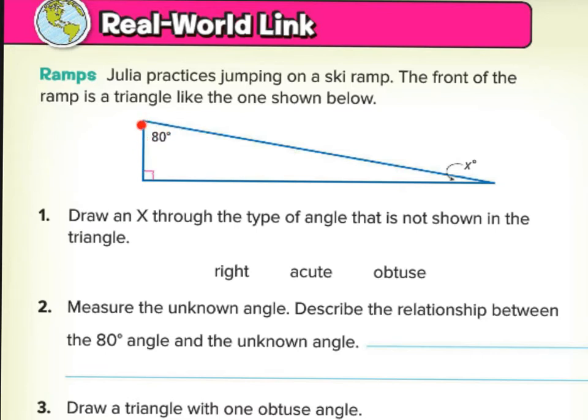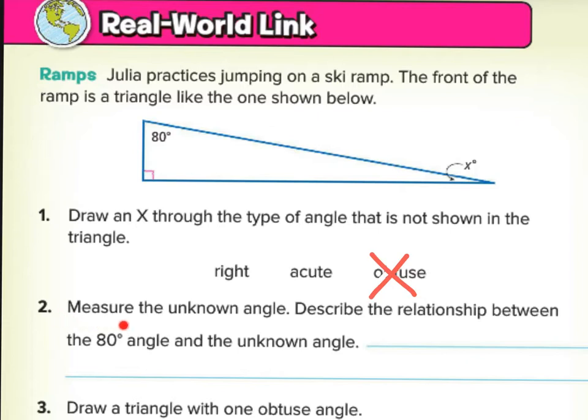Imagine this were the base, the bottom line. You can see that it doesn't go straight across like a 90 degree. It's slightly less, so it's an acute angle. And over here we also have an acute angle. Well, what's x? Draw an x through the type of angle that is not shown in the triangle. Which one is not the type of triangle? We see that we have a right angle right there, so clearly it's right. And we have acute angles, so it could be acute, but we do not have anything obtuse. So we can go ahead and draw an X right there.